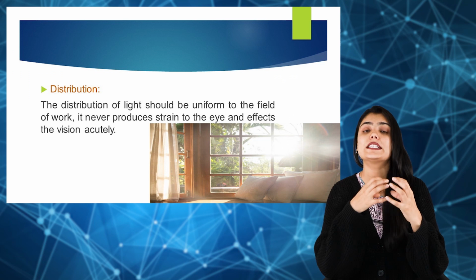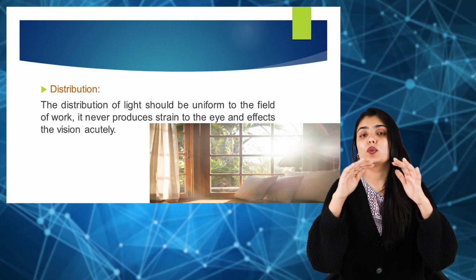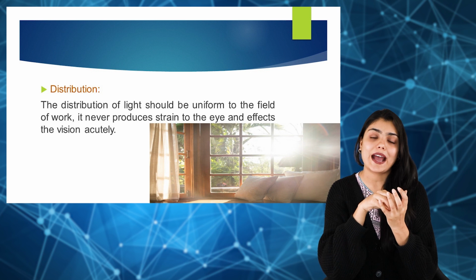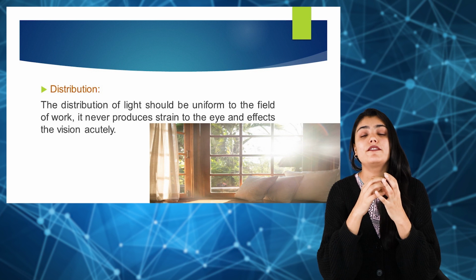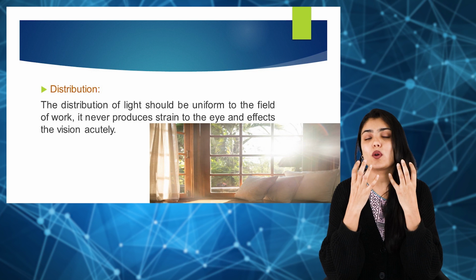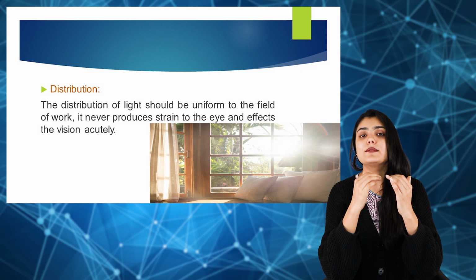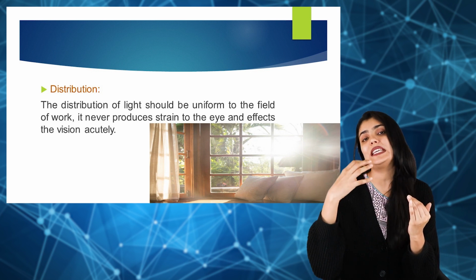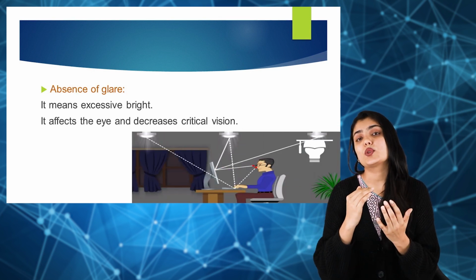So how should the light be distributed in our environment? The light must be distributed uniformly throughout the field or the area so that it does not cause any kind of eye strain or eye problems in people. If the distribution of light is not proper, then it will cause eye strain and it will also affect the vision of the person. Therefore, the light must be distributed uniformly for people to see something clearly.